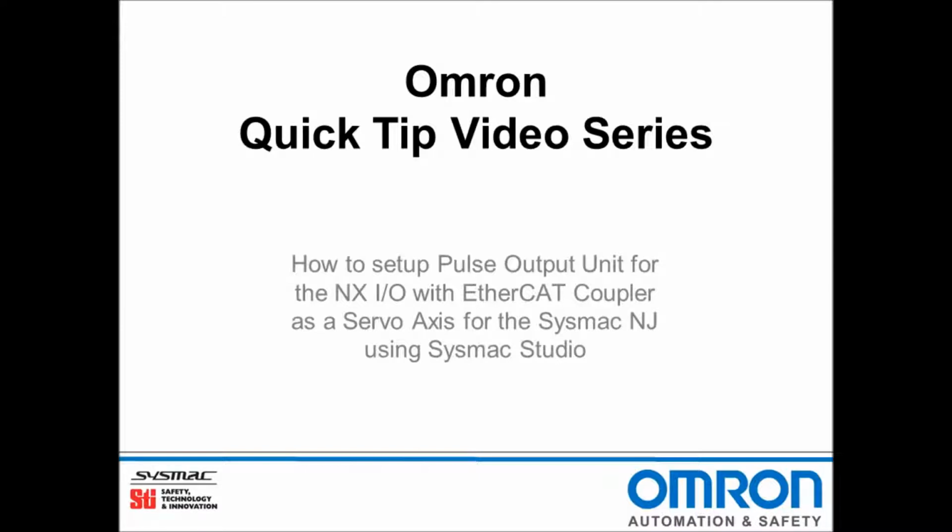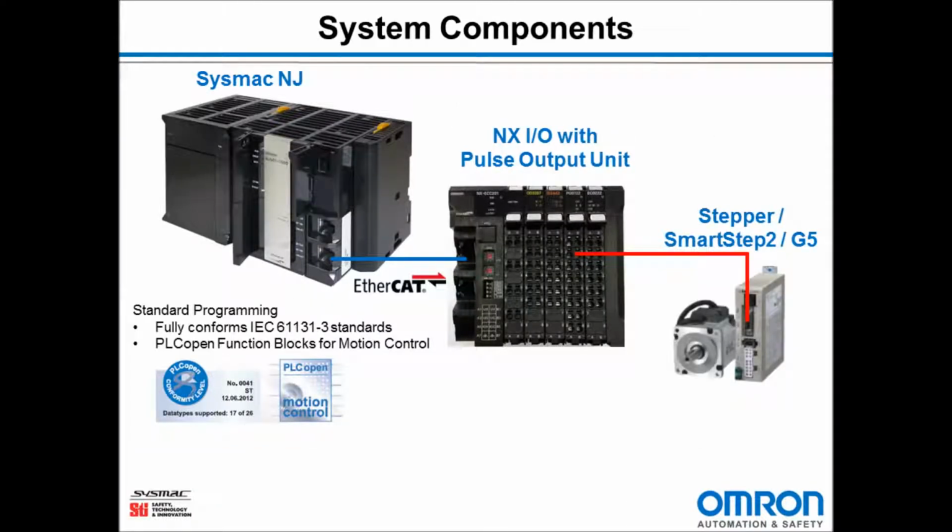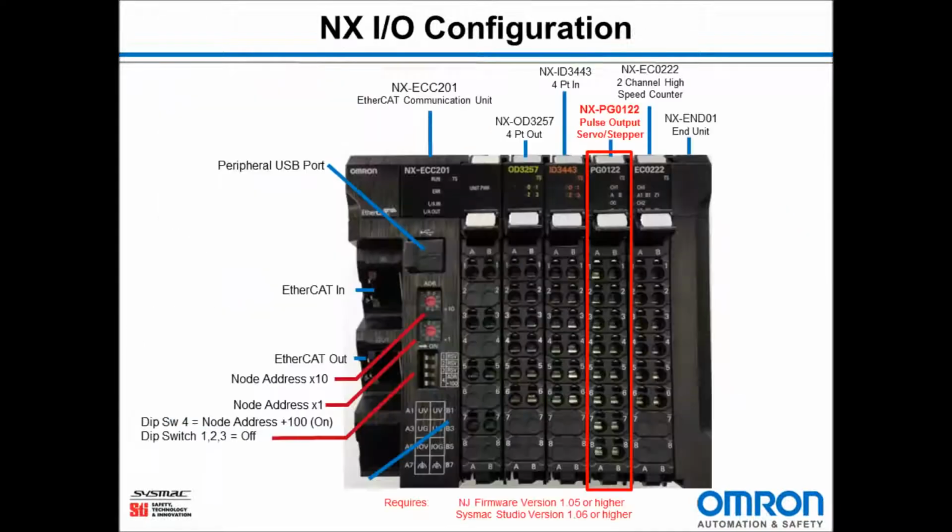I will be demonstrating how to set up the pulse output unit for the NXIO with EtherCAT Coupler as a Servo Axis for the Sysmac NJ using Sysmac Studio. Our system consists of a Sysmac NJ, NXIO with a pulse output unit, and a stepper, Smart Step 2 or G5 motor and amplifier pair. We use standard programming conforming to PLC open motion function blocks.